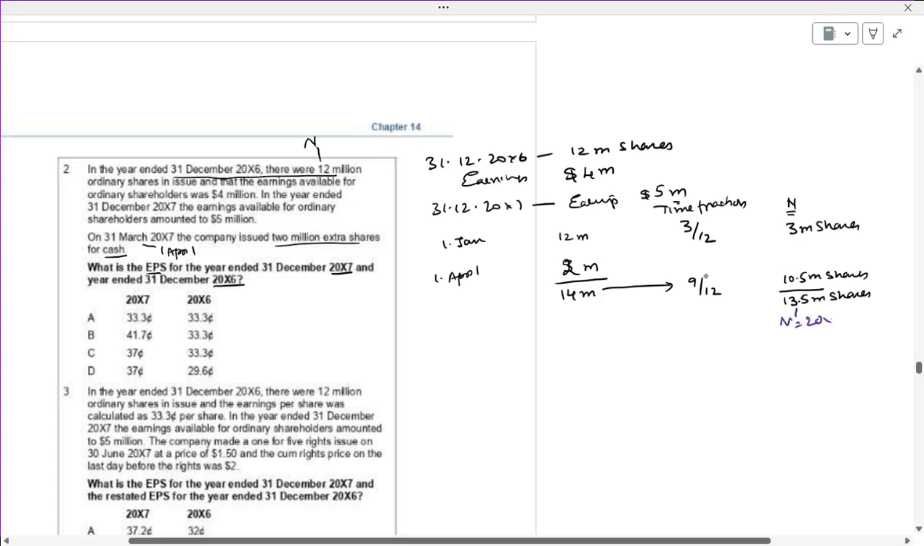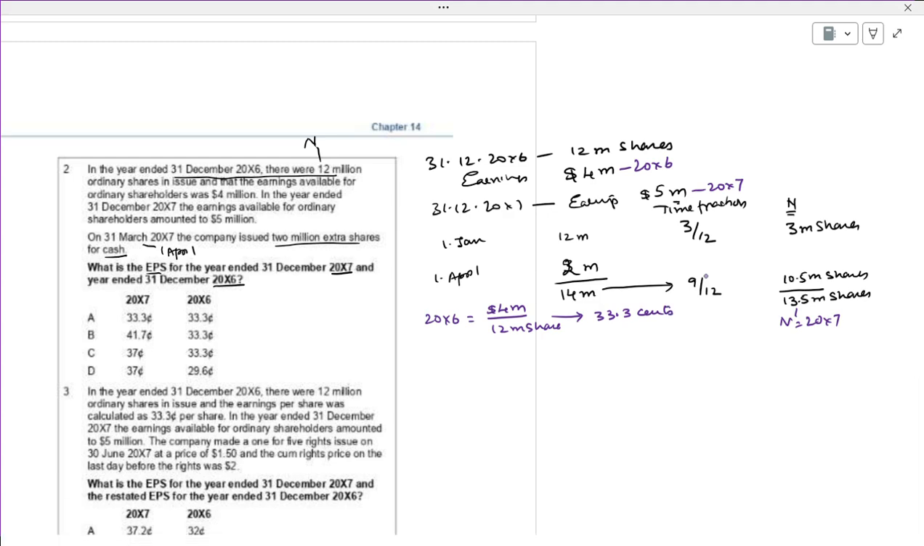In 2007, N is 13.5 million. This is 2006 earnings, and this is 2007 earnings. Now, 2006 earnings are how much? 4 million divided by the number of shares, 12 million shares. It comes to how much? 4 divided by 12 is 33.3 cents. Are you clear about this?